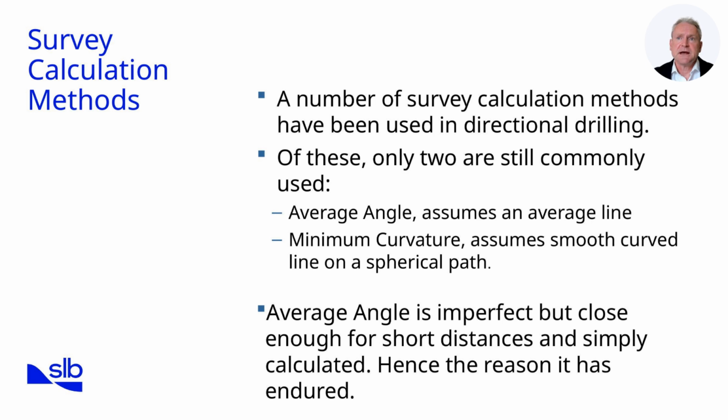Minimum curvature method. This is the industry standard today. It calculates the shortest possible curved path between 2 survey points, giving a much more realistic trajectory. It uses dogleg severity and applies correction factors to improve accuracy, especially important in extended reach drilling or when trajectory control is critical. We will look at how to calculate the average angle method, then build this up to the minimum curvature method.